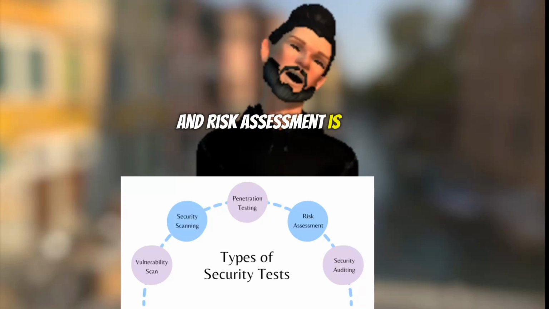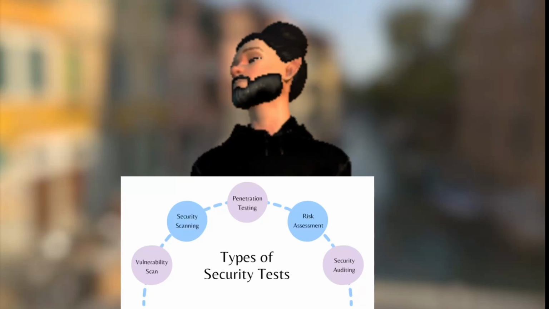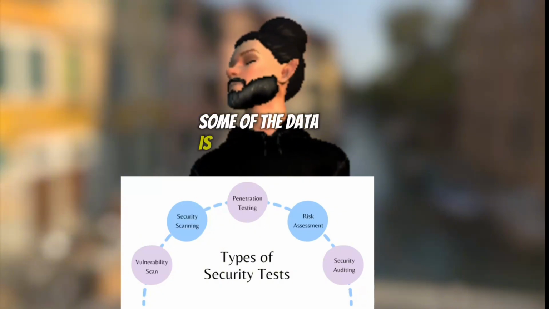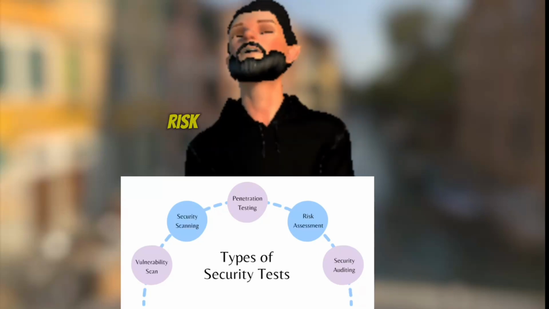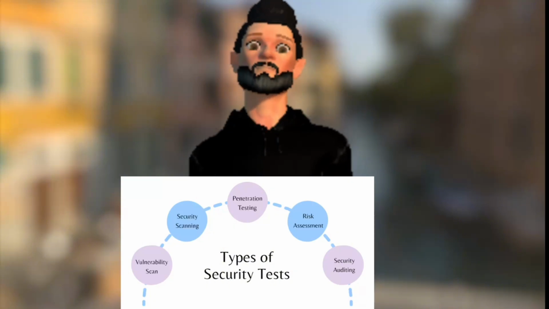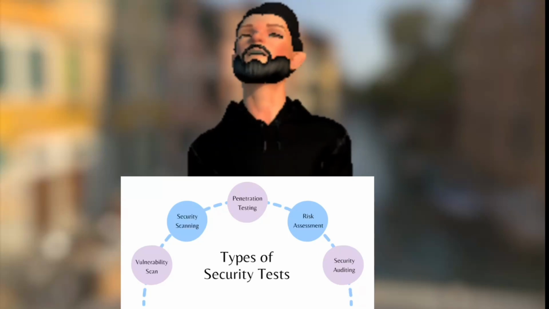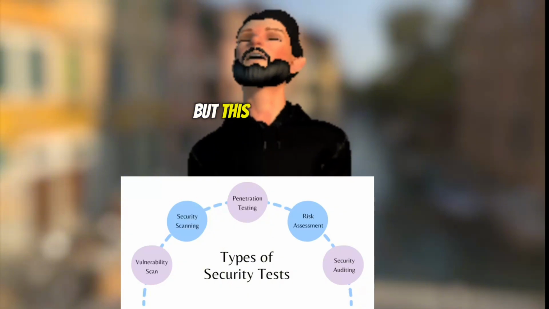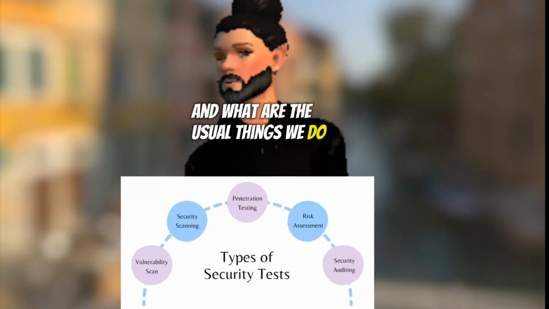And risk assessment is pretty simple. What are the areas the consumer cannot access, and what are the risky areas? Some of the data needs to be public for everyone, and some of the data is hidden, not for everyone but only for admins. All this risk area identification is risk assessment. And security auditing is pretty much going through a big checklist of how things work and how we identify these things. So this is the whole idea of security testing. We might go deeper in future videos, but this is the core idea of what security testing is and what the usual things we do in security testing are.